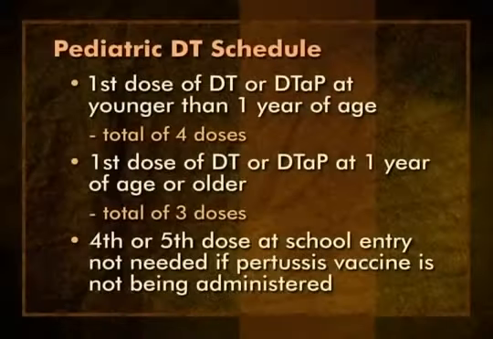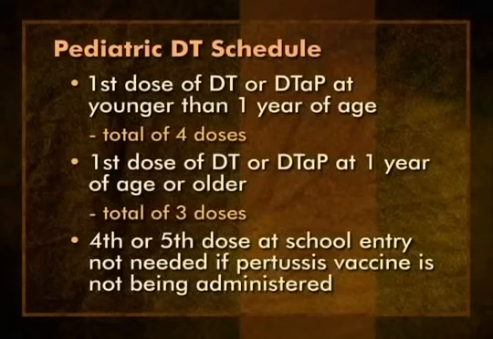If the child received the first dose of DT or DTaP at younger than 1 year of age, a total of 4 doses of DT-containing vaccine completes the series. 3 doses are given at 4 to 8 week intervals, with the 4th dose 6 to 12 months after the 3rd dose. Children who receive the first dose of DT or DTaP at 1 year of age or older should receive a total of 3 doses to complete the DT series.